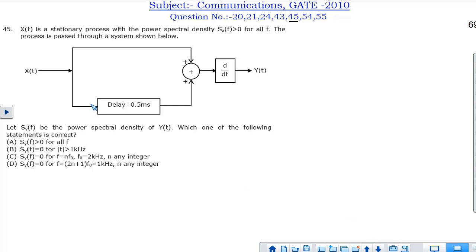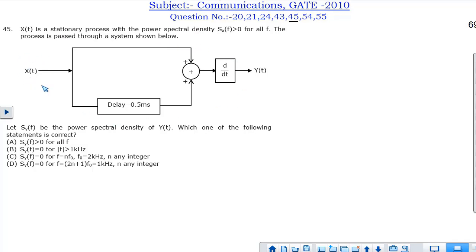Next question is question number 45. In this question, it is given that x(t) is a stationary process with the power spectral density given as Sx(f), which is always greater than 0, that is always positive for all frequency. The process is passed through a system shown below.